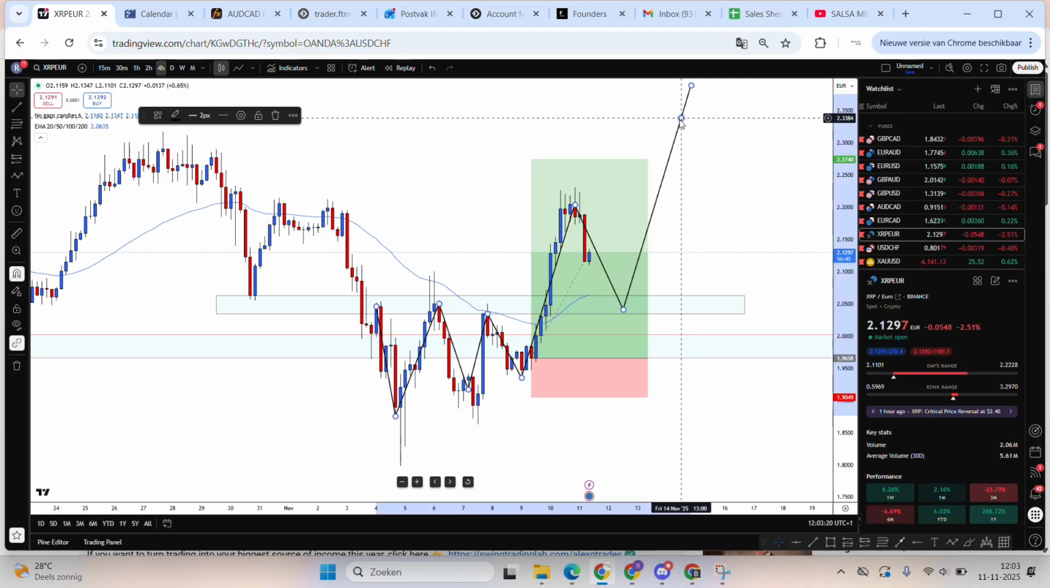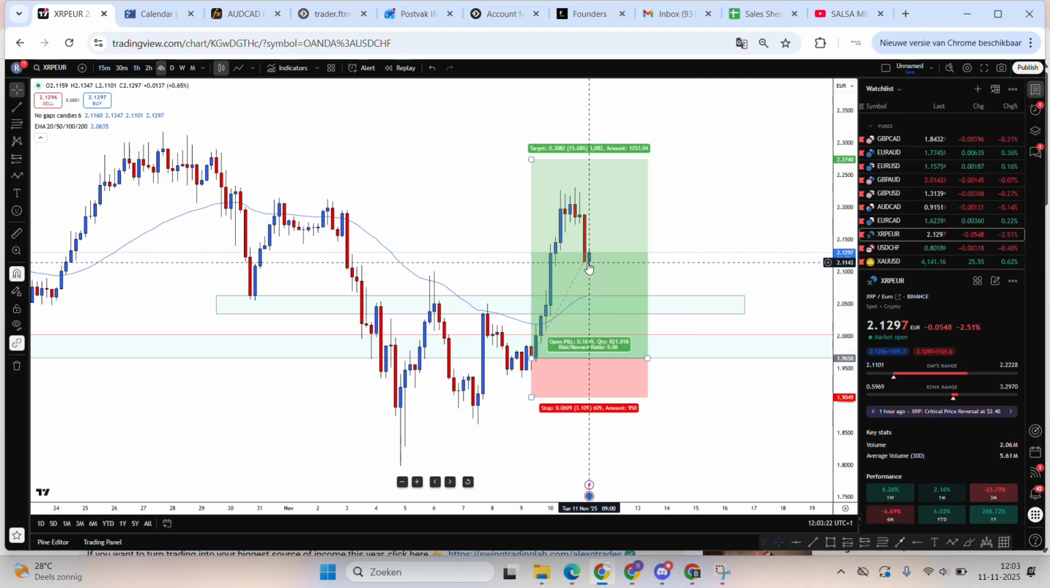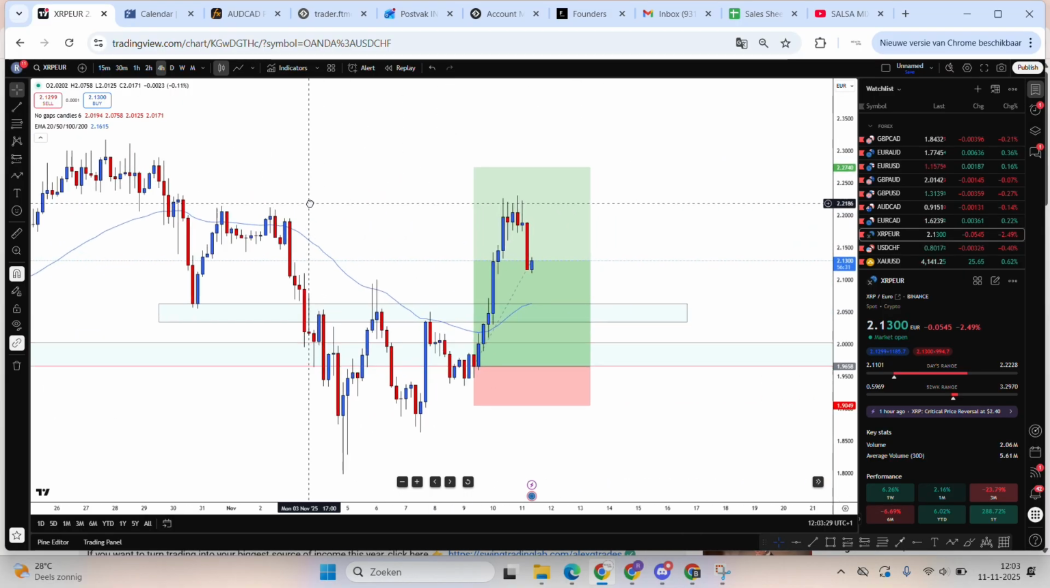So if you want to trade cryptocurrency, it is possible. Just wait until it comes into this zone. Wait for lower time frames, shift of structure, bullish engulfing candlestick, and then buy.